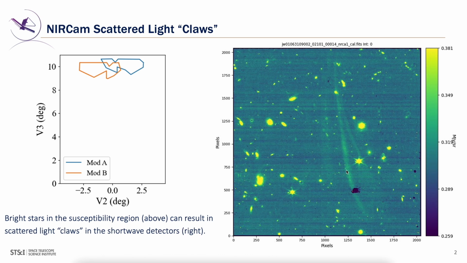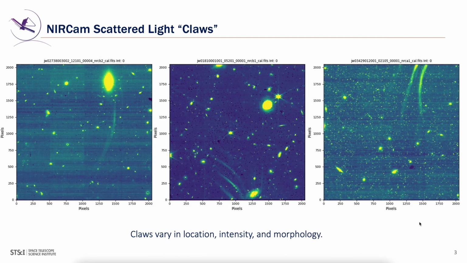So this particular example shows a claw artifact on the A1 detector, and you can see it has 3 diffuse vertical streaks spanning the length of the detector. Claws vary in their location, brightness, and overall shape. They can show up on any of the shortwave detectors, and I've included a few examples of them here. Often a claw appears as a single diffuse streak like the one on the left, but they can also show up as multiple streaks, as you can see in the other examples.